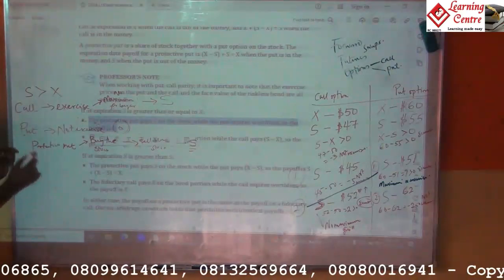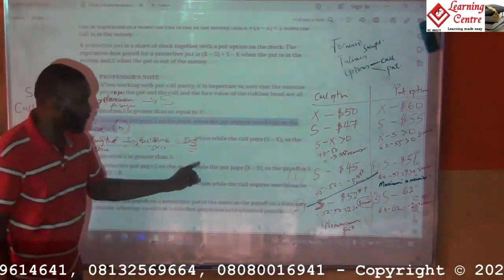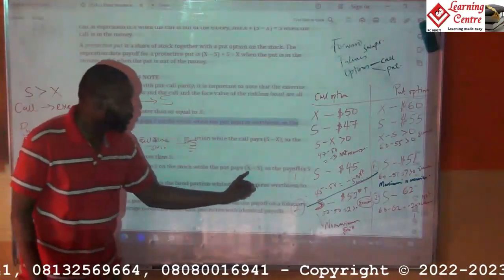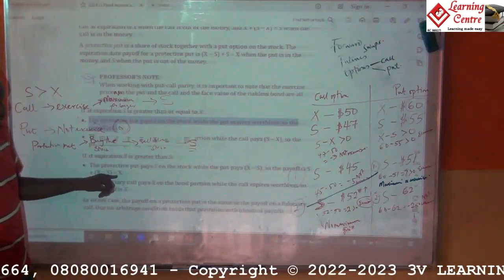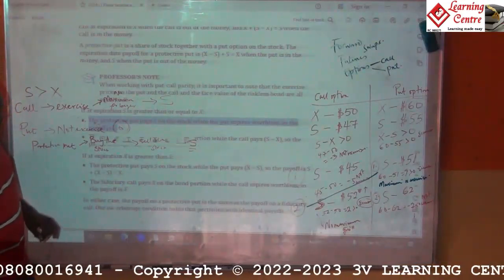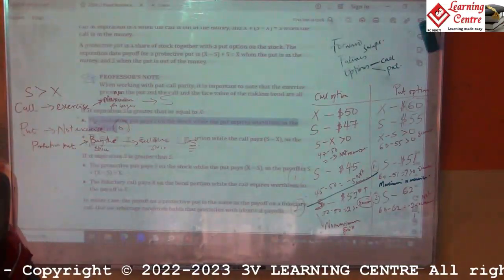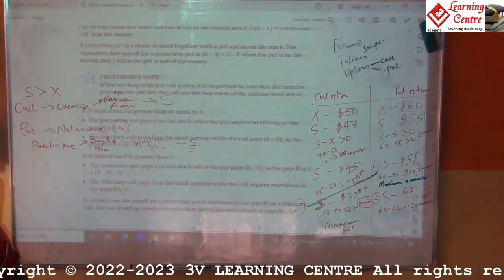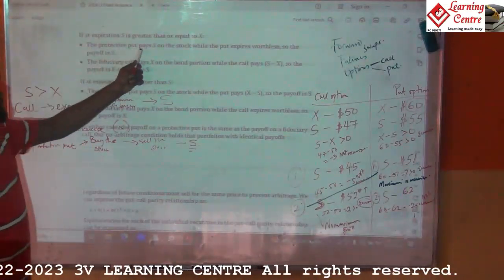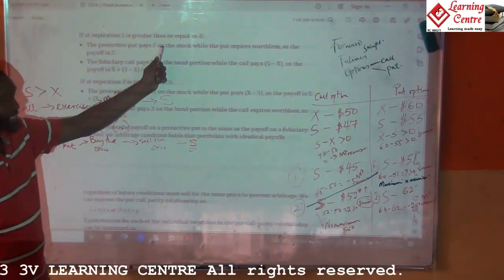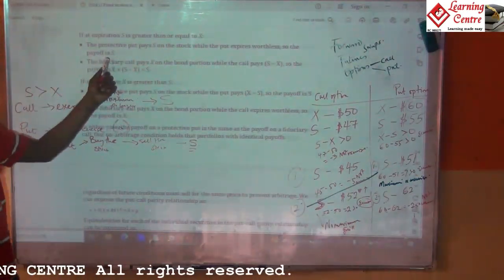The other way around. So the protected put pays S on the stock, while the put pays... Sorry, while looking at the one on top, the payoff of the protected put: the stock pays S, while the put expired worthless, so the payoff is S.